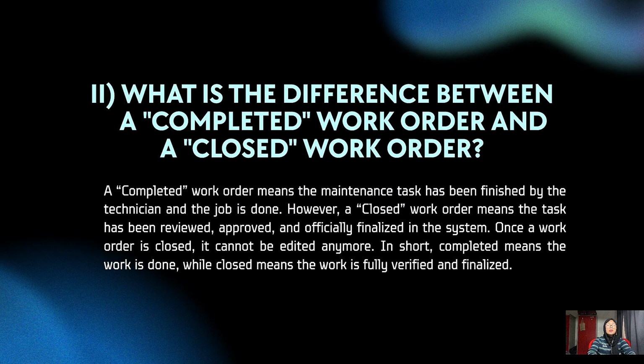And then the next question is, what is the difference between a completed work order and a closed work order? So my answer is a completed work order means the maintenance task has been finished by the technician and the job is done. However, a closed work order means the task has been reviewed, approved, and officially finalized in the system. So once a work order is closed, it cannot be edited anymore. So in short, a completed means the work is done, while closed means the work is fully verified and finalized.